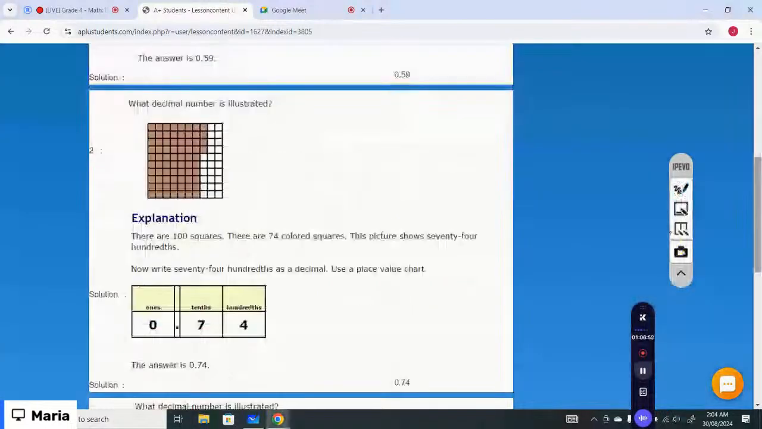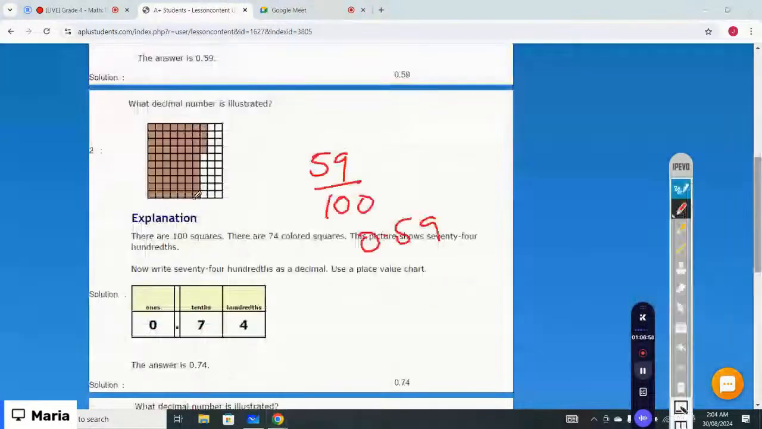Just look at the other example. Let me just count. The complete square represents the 100 small squares, right? So you have 1, 2, 3, 4, 5, 6, 7 lines and 4 small squares. So that means they make 70. You have 74 colored squares, right? So you can write it as 74 hundredths as a decimal. Got it?